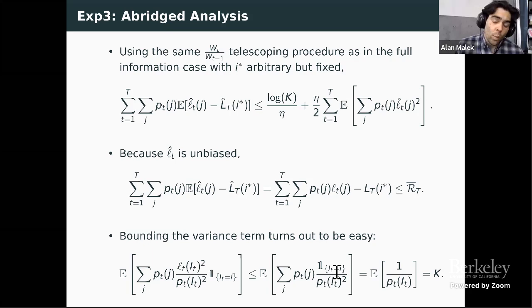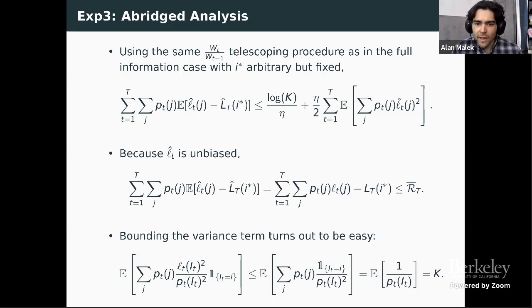And then we notice that the sum has, again, this property that this will drop out for all I_t not equal to i. So we're left with the expectation of one over P_t of I_t. And when we evaluate this, this is equal to K because this is just the sum from i equals one to K of P_t of i divided by P_t of i. Okay.